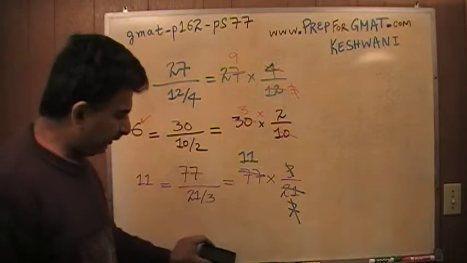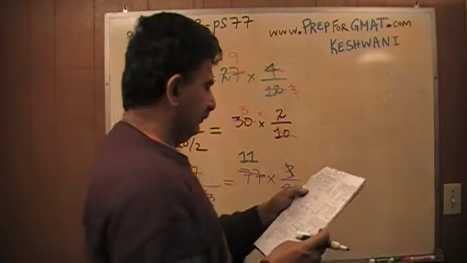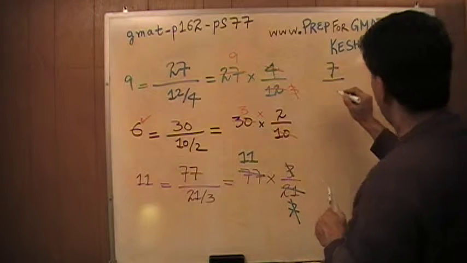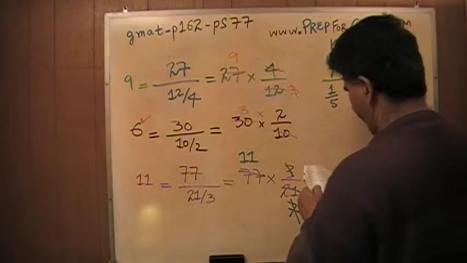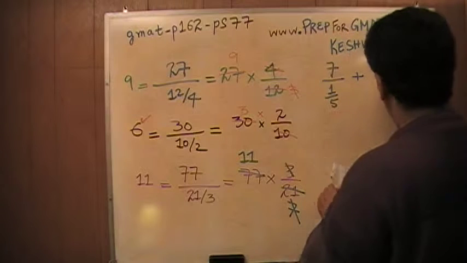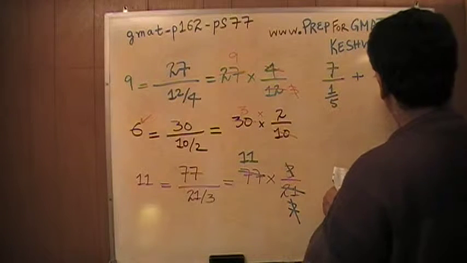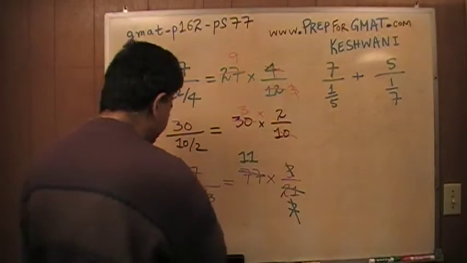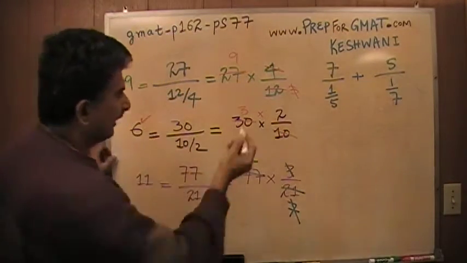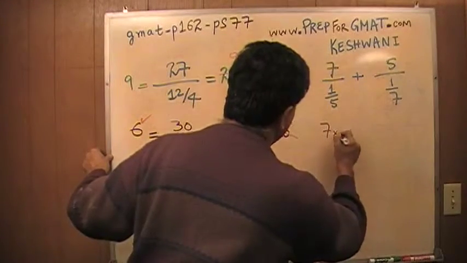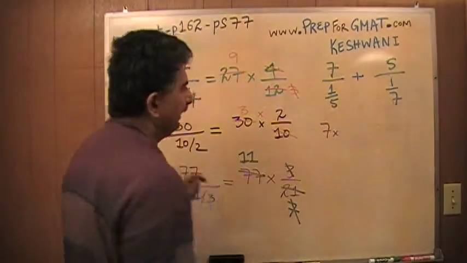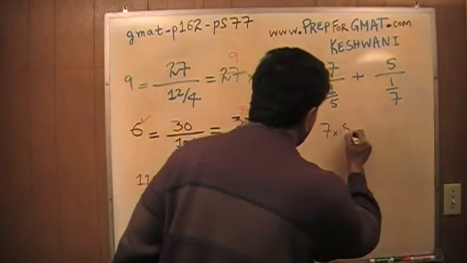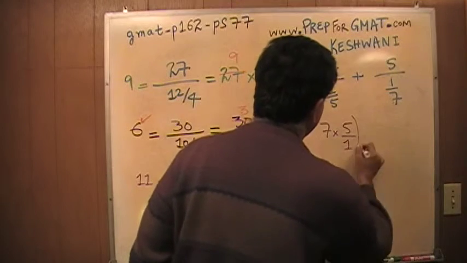I'm going to do it on that side of the problem. The problem is this: 7 over 1/5 plus 5 over 1/7. Once you know what to do, it's a very simple problem. So I take my top part, just like here, 7, and multiply it by the reciprocal of the bottom. In this case, the reciprocal is just 5, because 1 over 5 becomes 5 over 1. So that's this part.